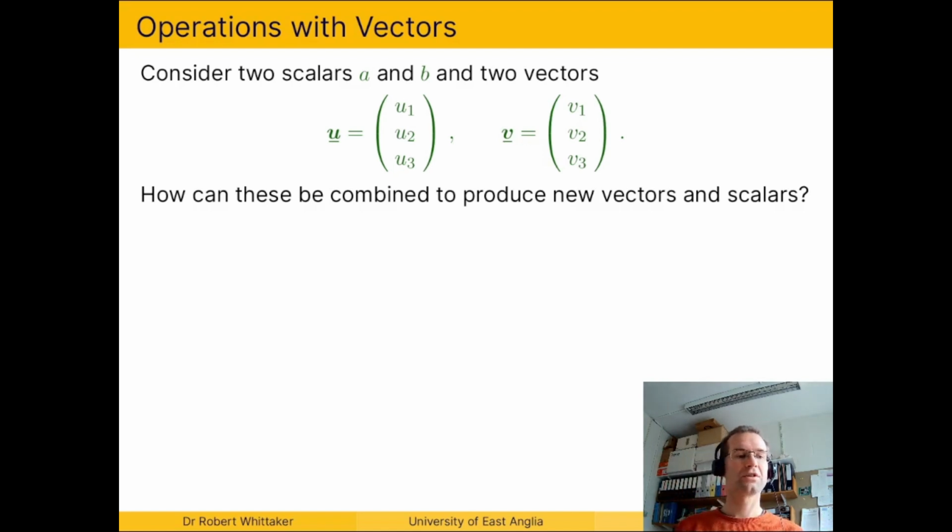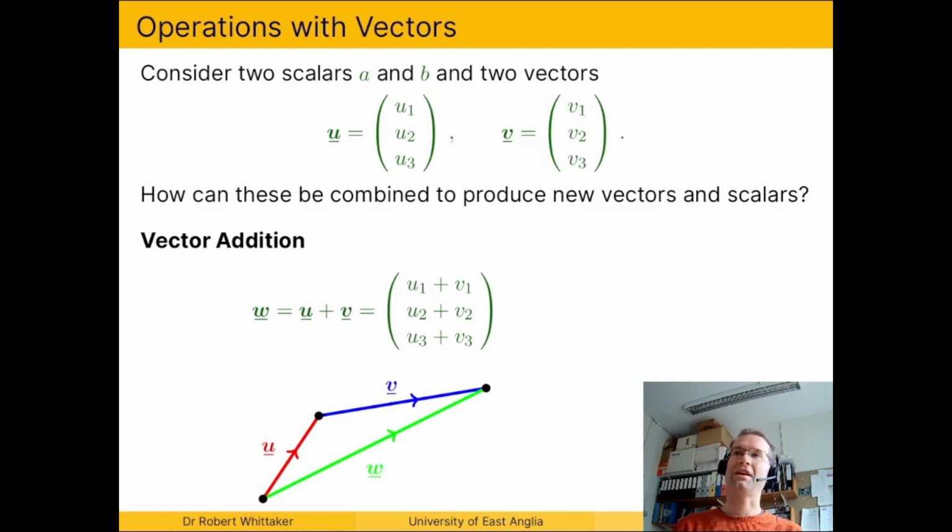So what operations can we do with vectors? We've got these mathematical objects, and we want to be able to combine them in some way and produce new vectors and scalars as a result. Suppose we've got 2 scalars a and b and 2 vectors u and v with components u1, u2, u3 and v1, v2, v3. How can we combine these objects to produce new vectors or scalars?